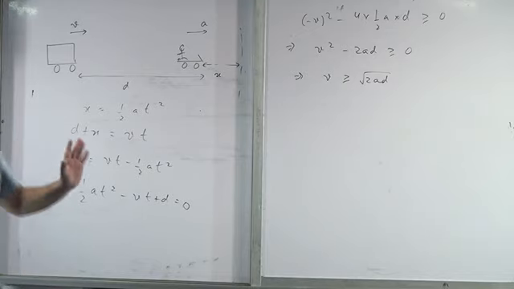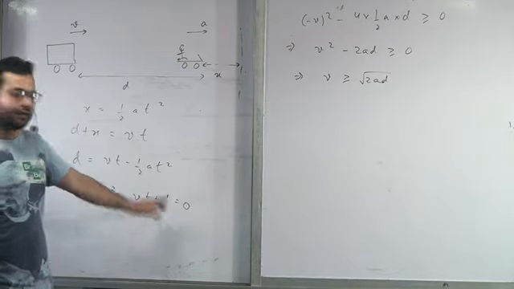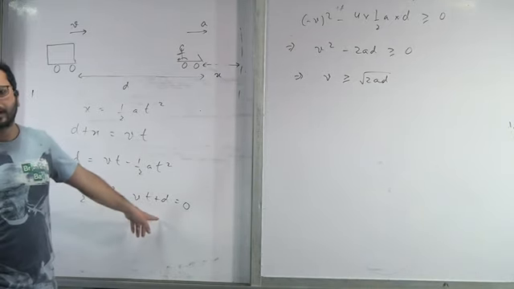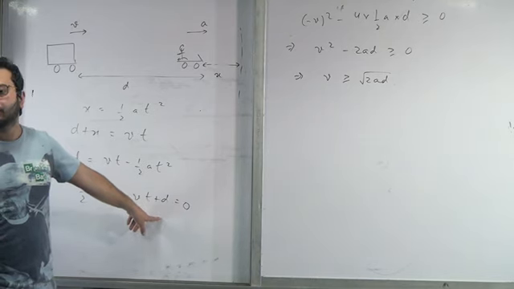So you get this. We try to find out time, and for this to happen, time should have a real value. So we'll not solve the quadratic, but we'll derive the condition that the discriminant has to be greater than or equal to 0 for time to be real. Is that clear?